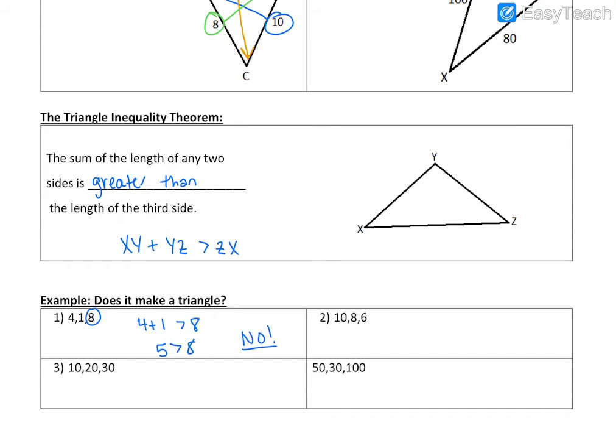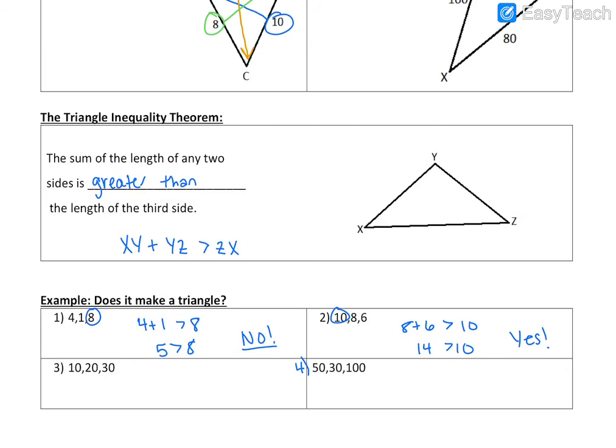This one, your longest side is 10. So 8 plus 6 has to be greater than 10. 8 and 6 is 14, which is greater than 10. So yes, this forms a triangle. Go ahead and try the last two. This one should be marked 4. So try 3 and 4. Once you think you have them, go ahead and hit play and see if you're right.